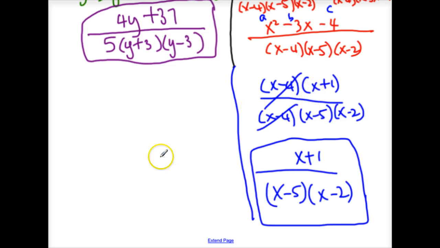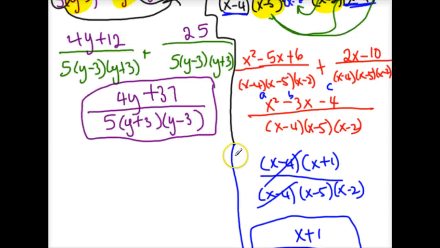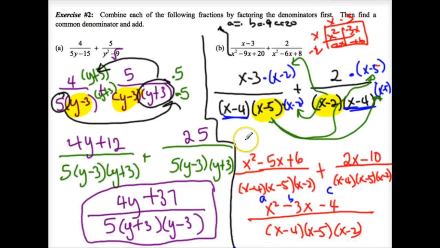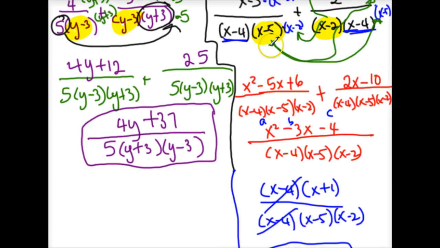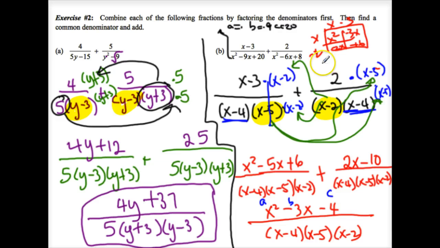Yes, I know this was a long one, but with addition and fractions, which we all hate, we have to get a common denominator. That's why I need to know what's left over and what I can multiply the other side by.